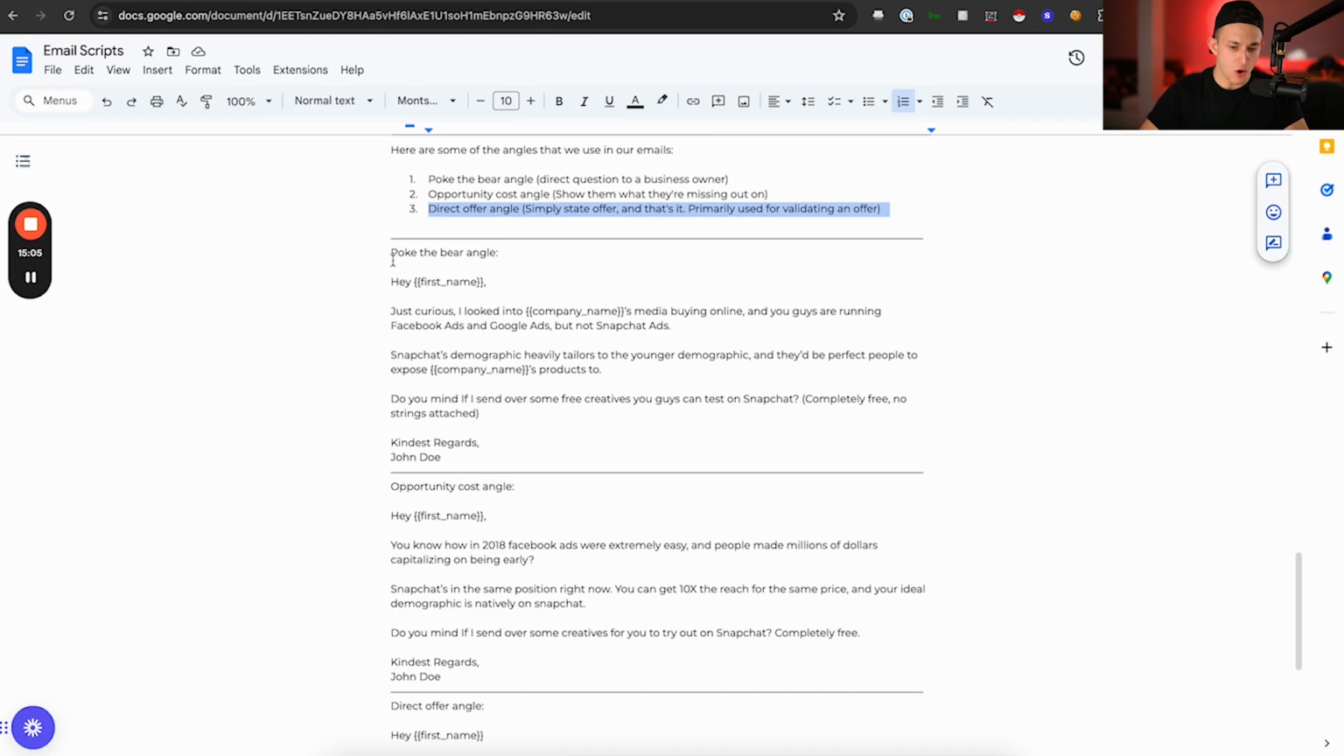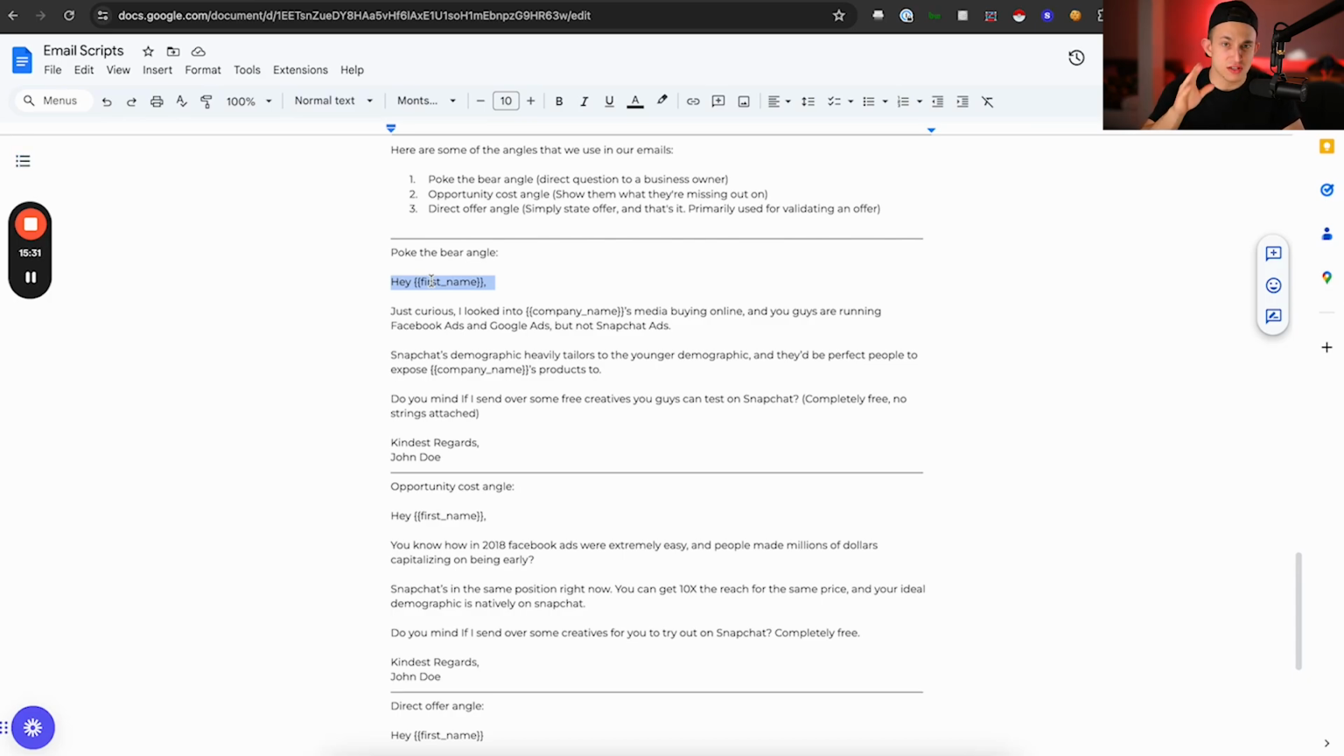Now, a poke the bear angle is something like, and I'm going to keep using the John and Sephora example. Hey, John, just curious. I looked into Sephora's media buying online, and you guys are running Facebook ads and Google ads, but not Snapchat ads. Snapchat's demographic heavily tailors to the younger demographic, and they'd be perfect people to expose Sephora's products to. Do you mind if I send over some free creatives you guys can test on Snapchat? Completely free, no strings attached.